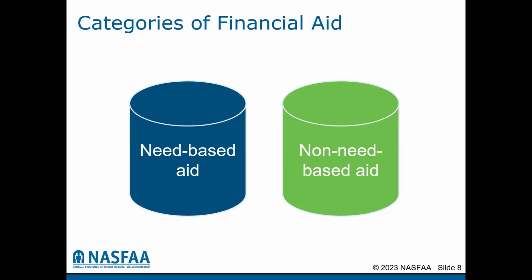To receive non-need-based financial aid, the student does not have to demonstrate financial need. This category of financial aid may be offered based on a student's ability, talent, or unique characteristics such as academic achievements, athletic ability, musical talent, or ethnic heritage, to list a few.